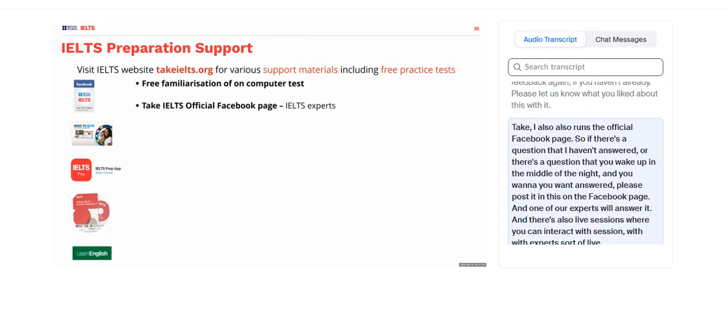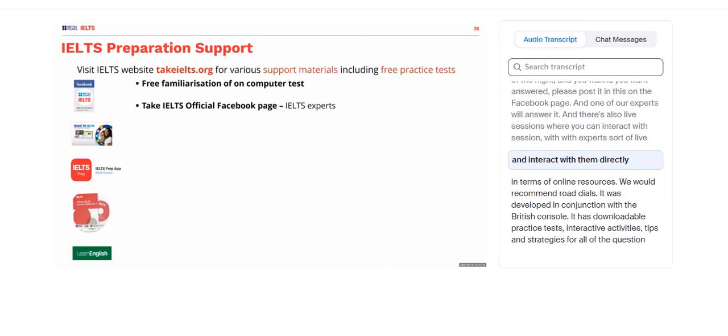Take IELTS also runs an official Facebook page. So if there's a question that I haven't answered, or there's a question that you wake up in the middle of the night and you want answered, please post it on the Facebook page, and one of our experts will answer it. And there are also live sessions where you can interact with experts directly.